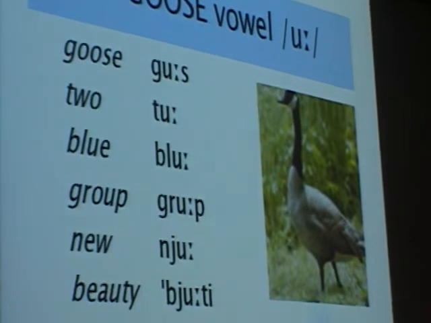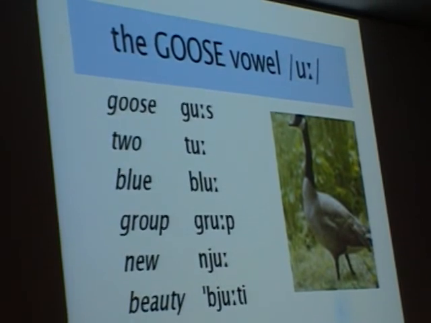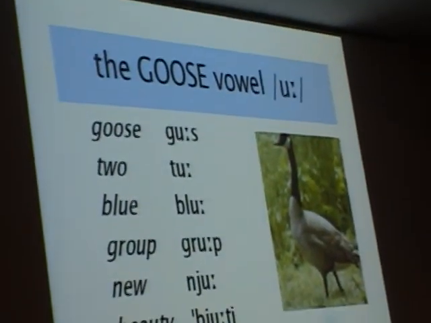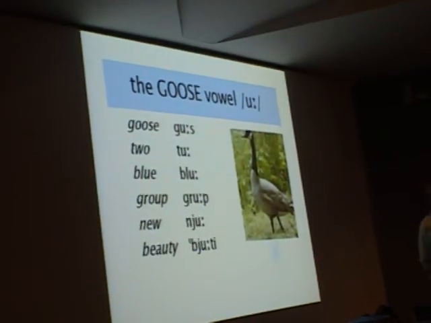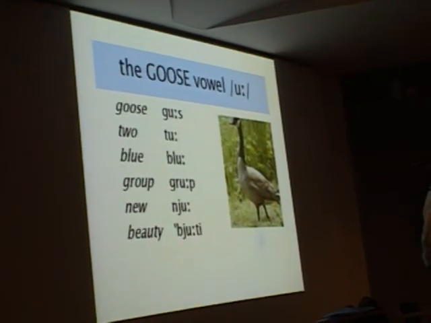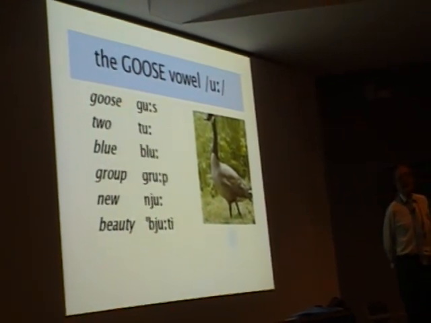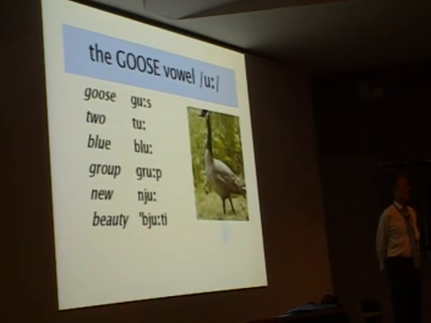Okay, let's get back to the vowels. The long back vowel, the oo, the goose. The way I say it, goose, two, blue, groove, new, beauty. But as Michael Ashby told you the other day, this is a vowel that is in the process of change. And my pronunciation is now becoming old-fashioned. Let me imitate the newer pronunciation, which is not my own. Goose, two, blue, group, new, beauty. I don't think you need to worry about that difference, but you should be able to understand people, even if they say goose, or even goose. And when people say, hello, who are you? No, I say you.